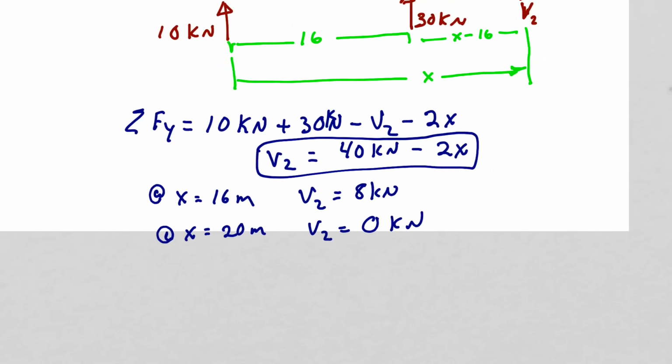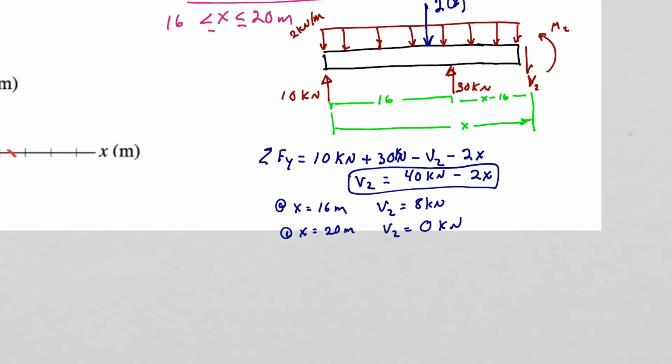Okay, so now we have to look at this and solve for the last part, which is looking for our moment M2. The moment M cut 2 is equal to 0 is equal to our minus 10 kilonewtons. It's going to cause a negative moment. At x is the moment arm. Then we have the 30 kilonewton force. That's 30 kilonewtons times this moment arm, which is x minus 16.